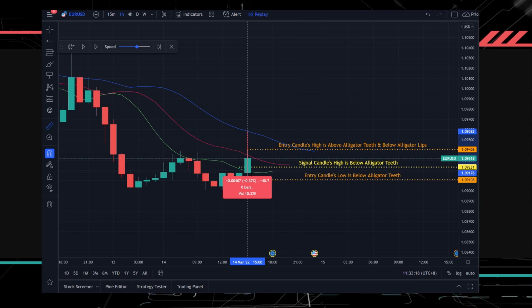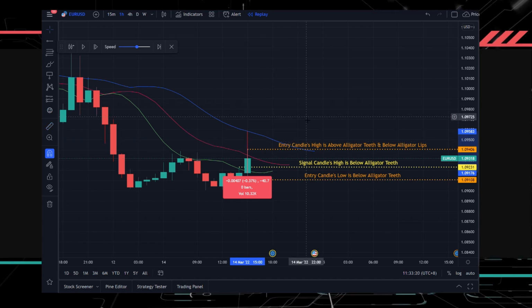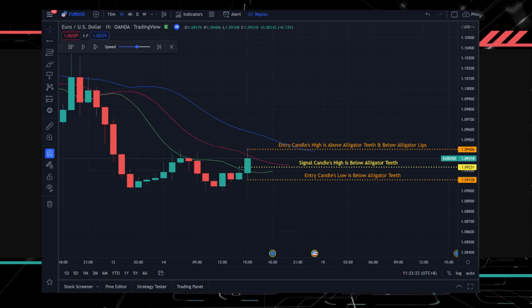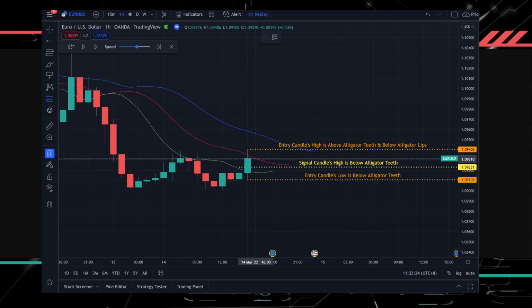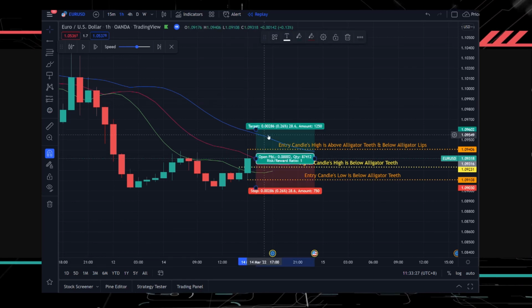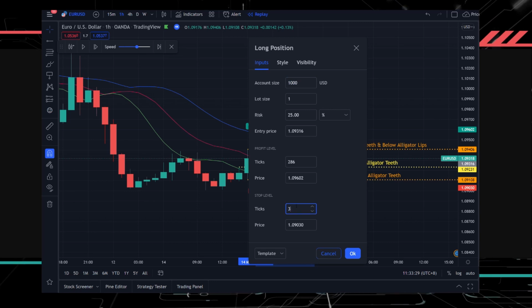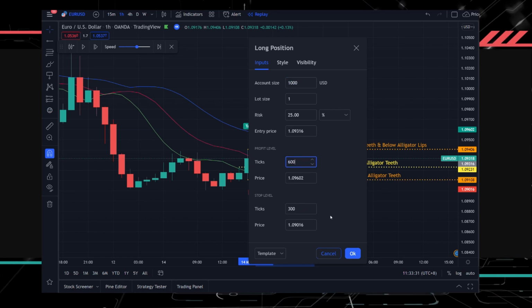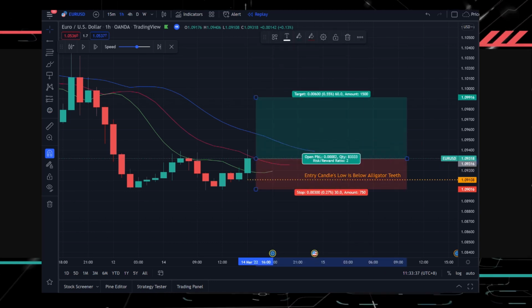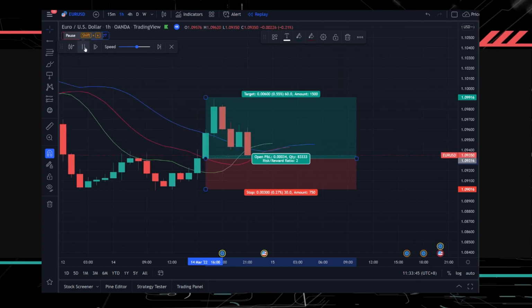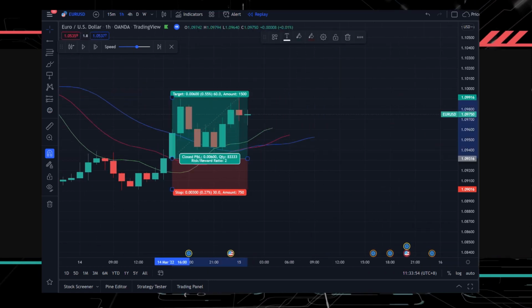Fifth, the gap between jaw and lips is above 30 pips gap. Lastly, the entry candle is indeed green. Once we have identified the entry, we set the stop loss at 30 pips and using a risk to reward of 2, we place our take profit at 60. After trading for a while, the trade turns out to be a winner.